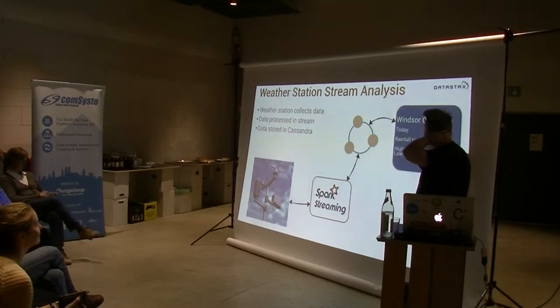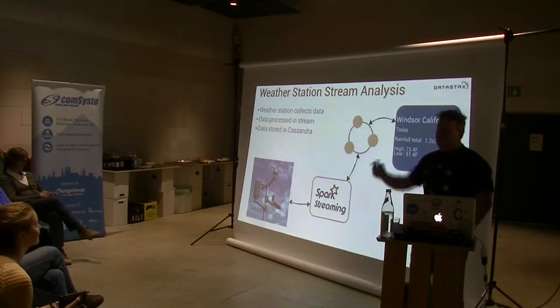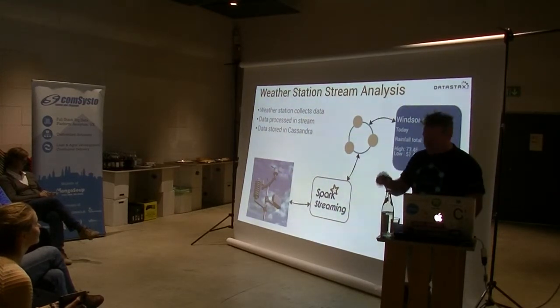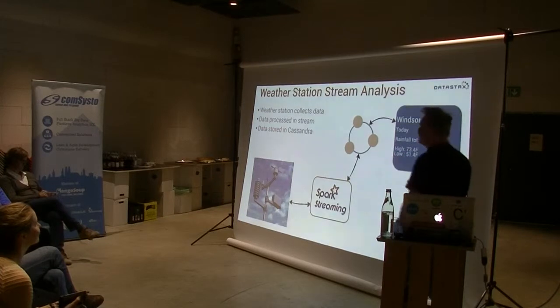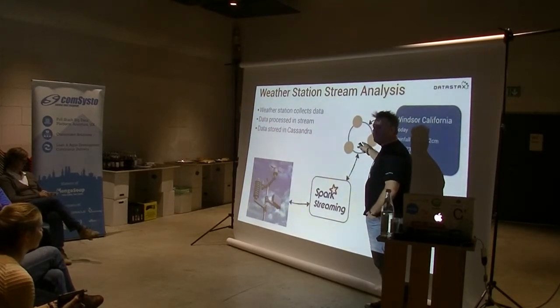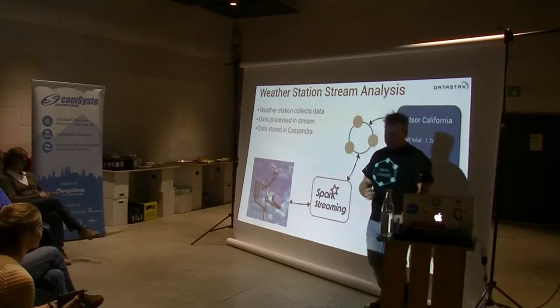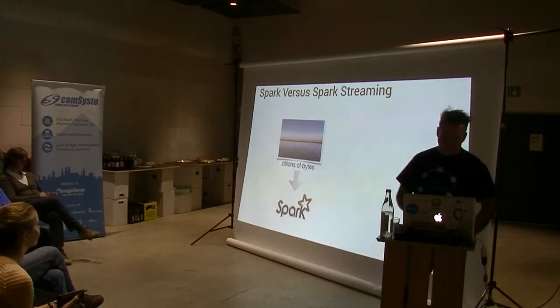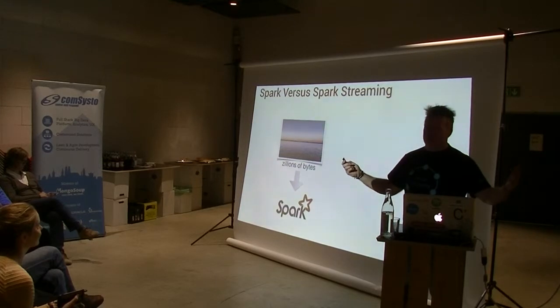So there's another problem. I want to have up to date for today. I want to know the high and low rainfall totals. I want to know that right now. Every time I hit refresh, because that's what I do, I hit F5, F5, F5, I want to see what the high and low is right now. And that requires me to process that data from the weather station in a stream, because I'm not going to wait till tomorrow when the batch job runs. I want it now.